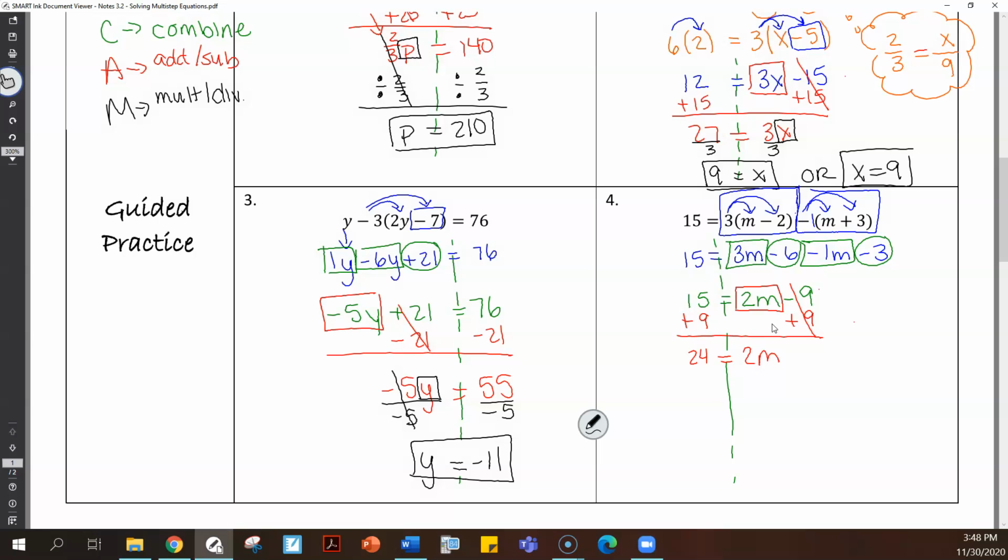And then the last thing I want to do is get my variable alone. My variable is m. Right now it's not alone because it's being multiplied by 2. So I'm going to undo that by dividing by 2. 24 divided by 2 is 12. My 2's are going to reduce to 1, and m is going to be left by itself. Okay? So remember that you can always check these by plugging them back into the original equation, using parentheses, and making sure that you get a true statement.